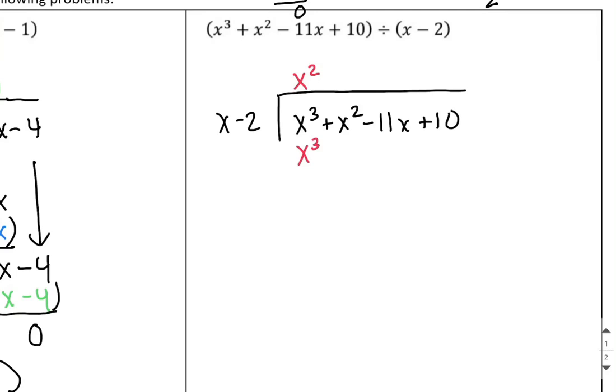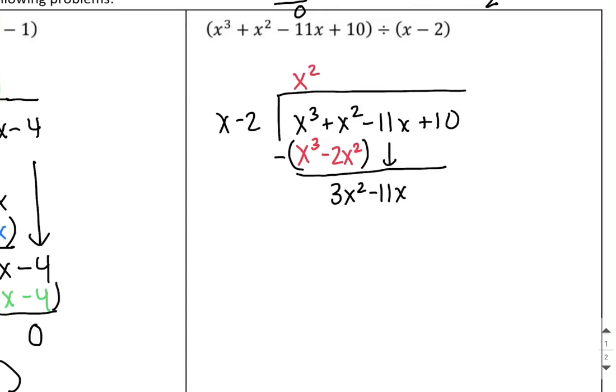And then I also have to distribute that x squared to both of these terms. So to the negative 2, I multiply negative 2 times x squared, which gives me negative 2x squared. And this is what I'm subtracting to see what I have left over to take care of. And when I subtract, I'm going to end up with x squared minus negative 2x squared, which is x squared plus 2x squared, which is 3x squared. I bring down the negative 11x.